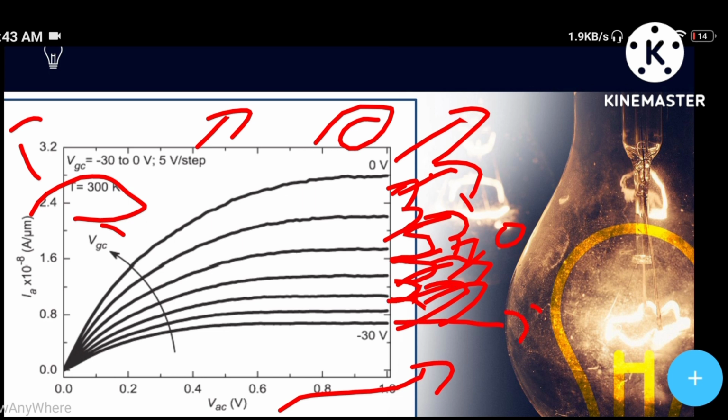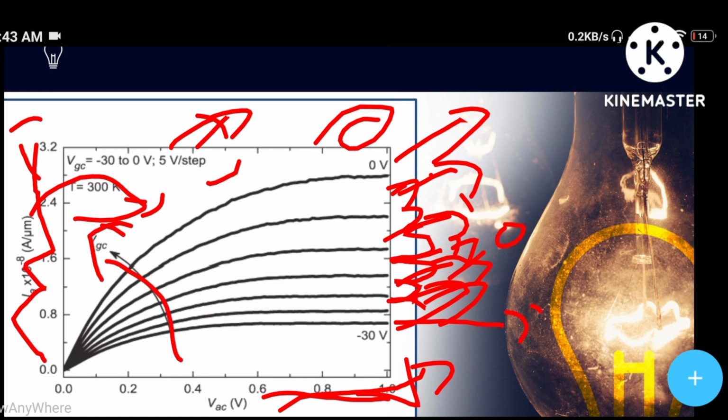At last, 30, increasing 5 volts per step gradually at constant temperature 300 K, where VG is equal to minus 30, and in microamperes we increase from 0.4 to 0.8. Here on the x-axis we took VAC. Then in the graphs, VGC decreases, minus 5 volts for every step.